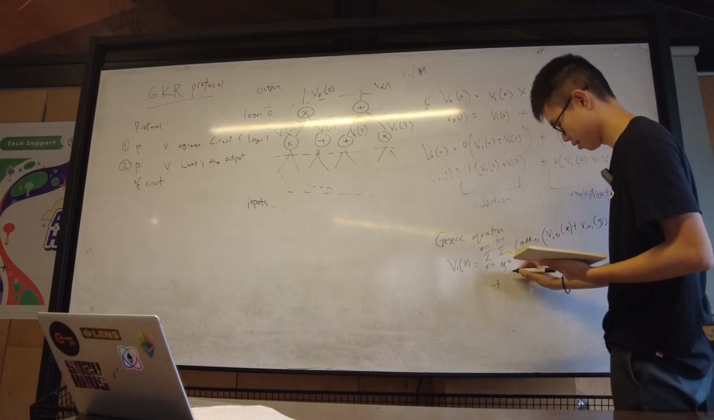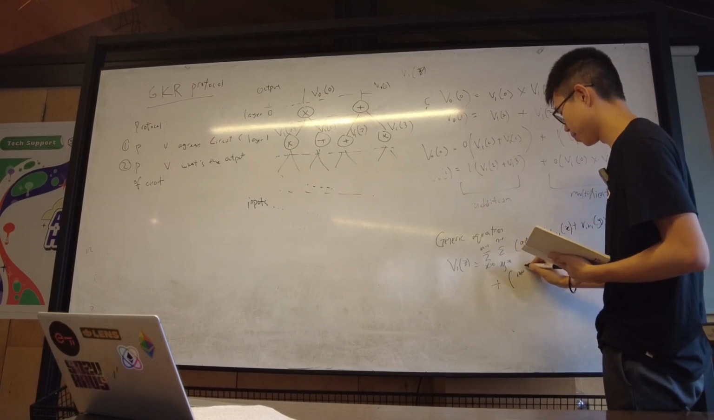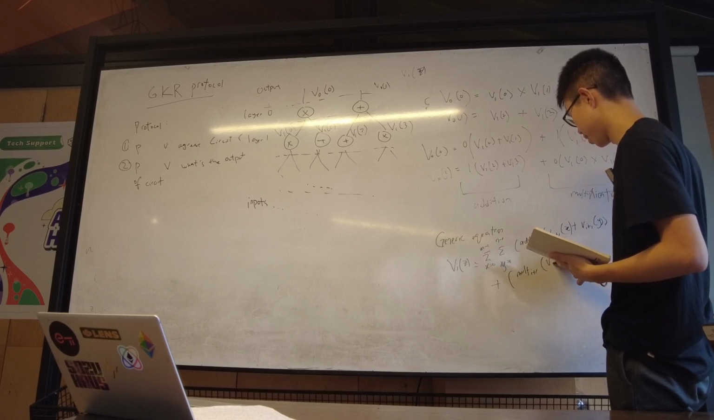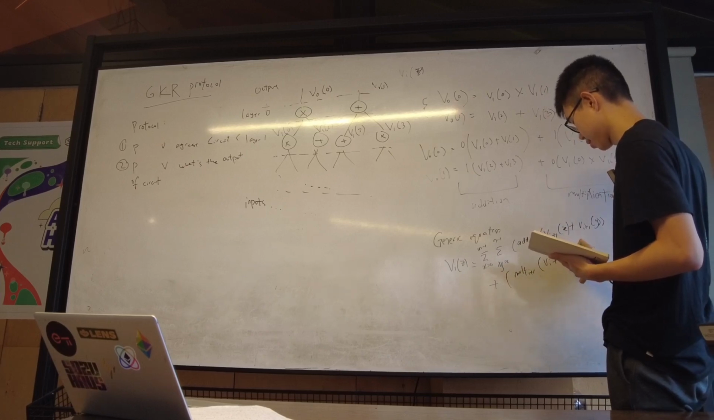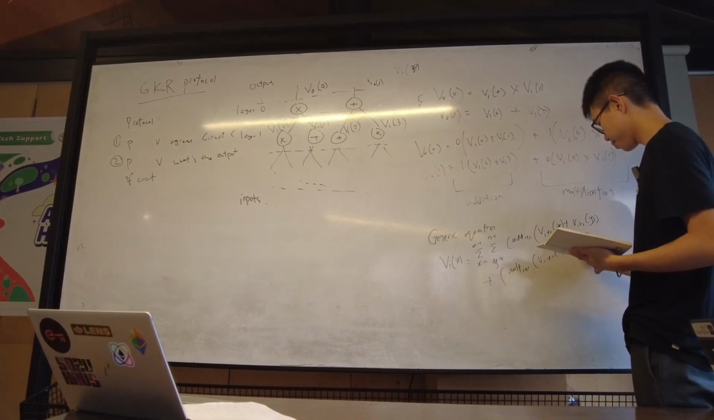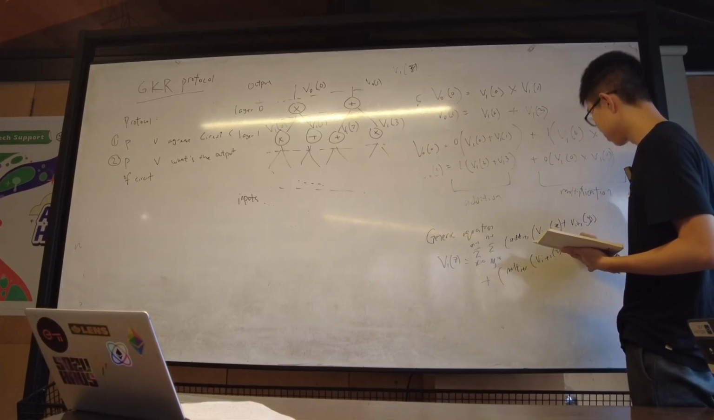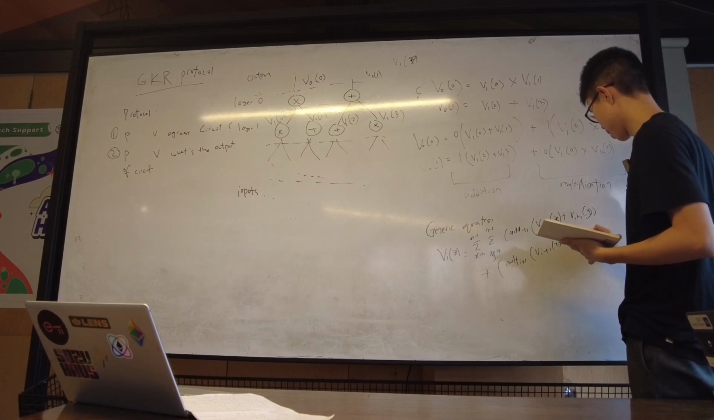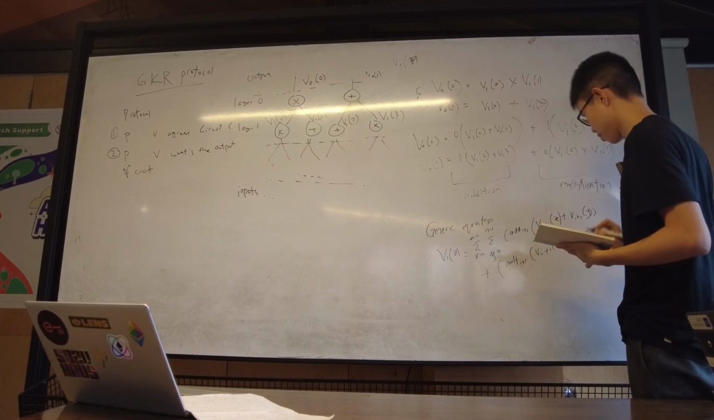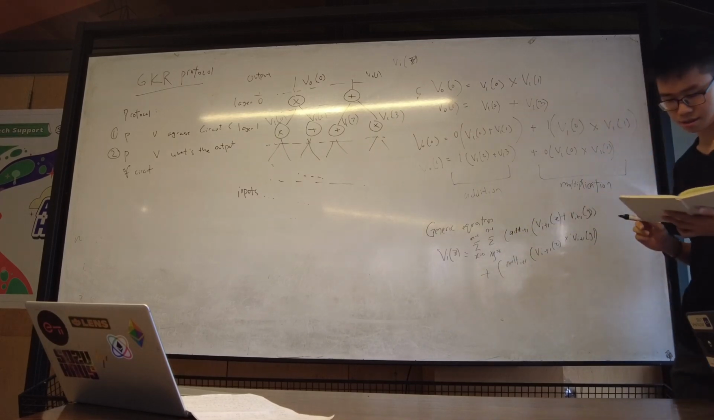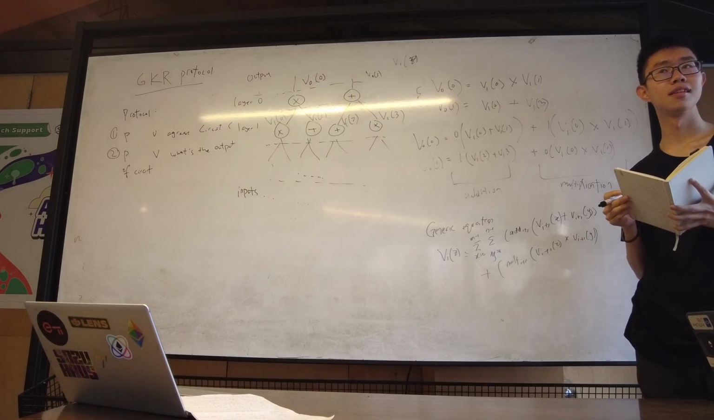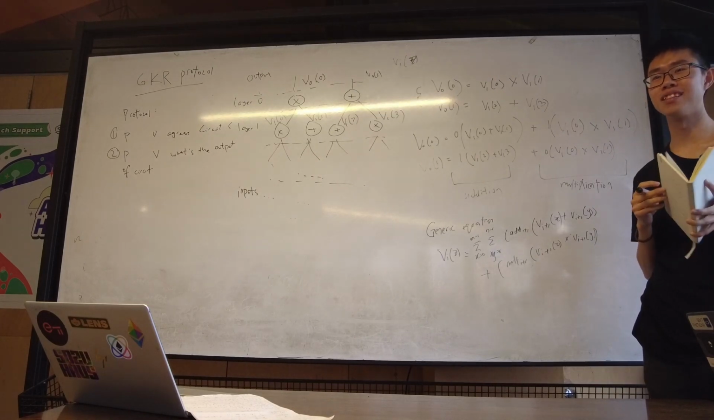plus the multiplication gate, Vi plus 1 x and Vi plus 1 y. Okay, does that make sense? No? Okay, which part of it doesn't make sense?